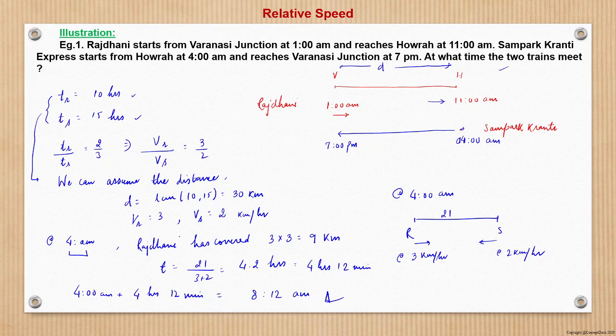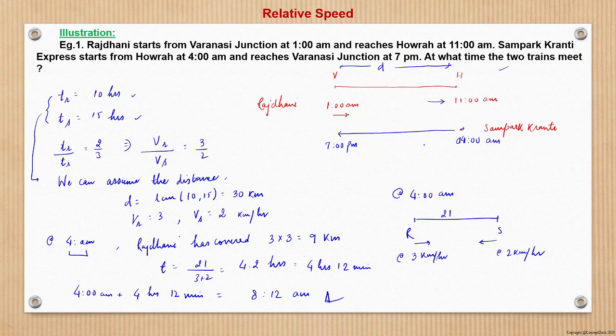Now since the actual times were given, we can assume that the total distance was the LCM of the actual times given, right? And from there we calculated speed, so speed and distance we know.